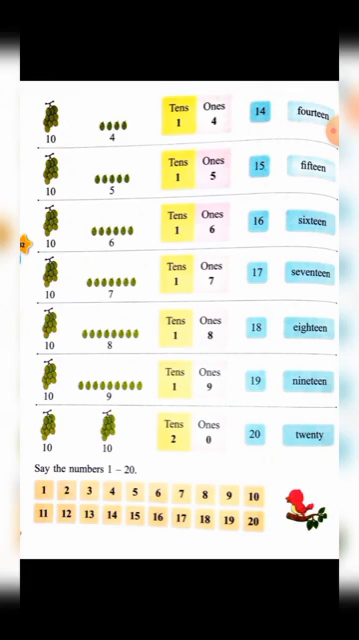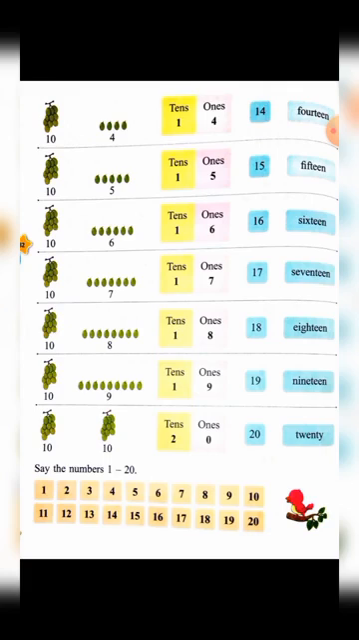Then if we add 7 grapes to 10 grapes, we get 17 grapes. We should write 7 in ones place and 1 in tens place. Then if we add 8 grapes to 10 grapes, we get 18 grapes. We should write 8 in ones place and 1 in tens place. Then if we add 9 grapes to 10 grapes, we get 19 grapes. We should write 9 in ones place and 1 in tens place.